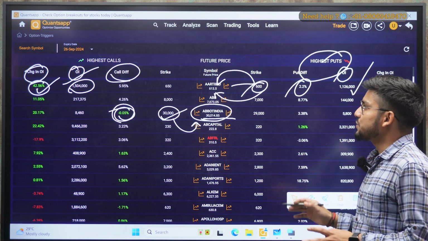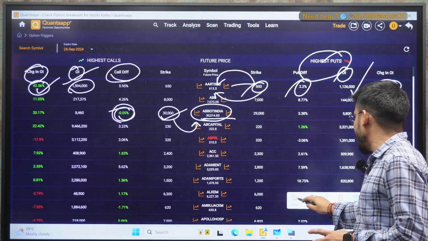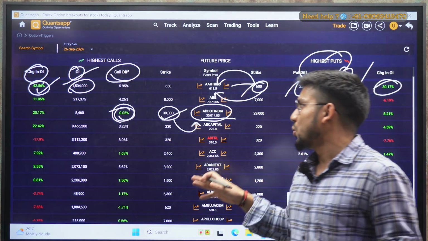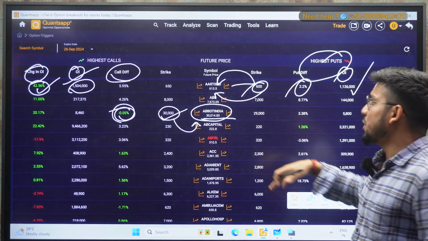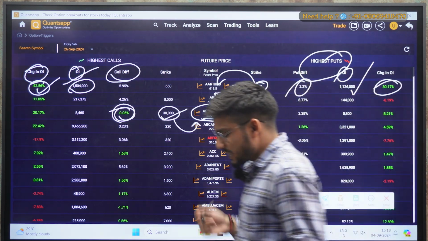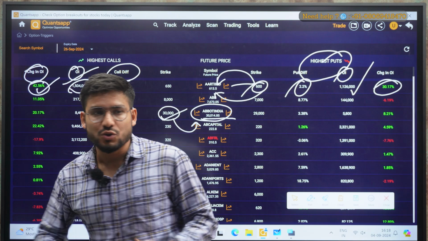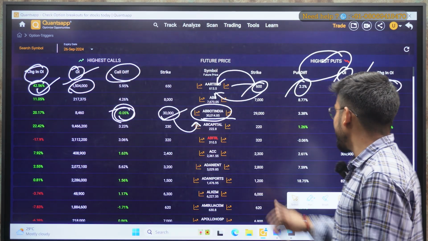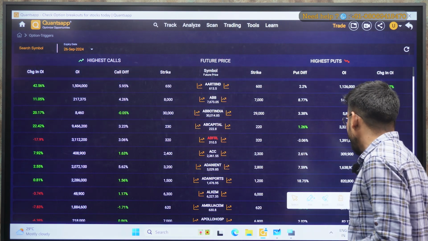Now, how can you choose which stock to trade in intraday with the help of triggers? There will be some signals on Nifty and Bank Nifty, and there will be some signals in stocks also. So how can you use this trigger? Let me give you a brief idea.